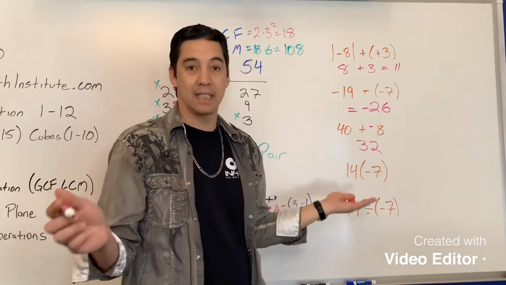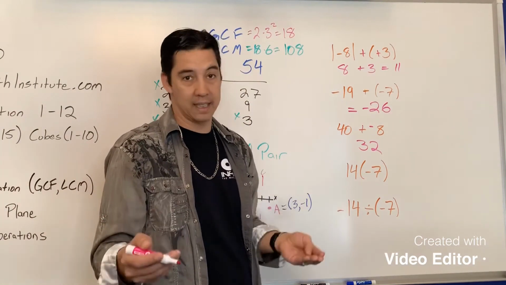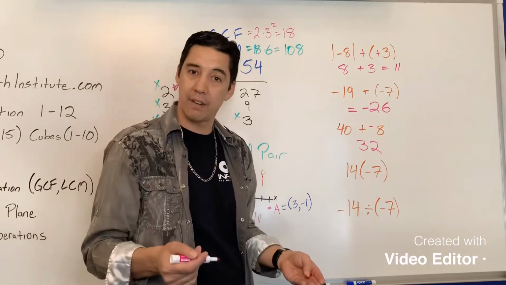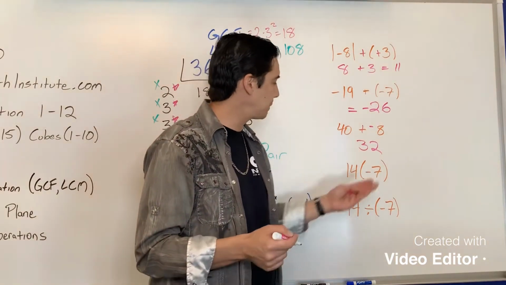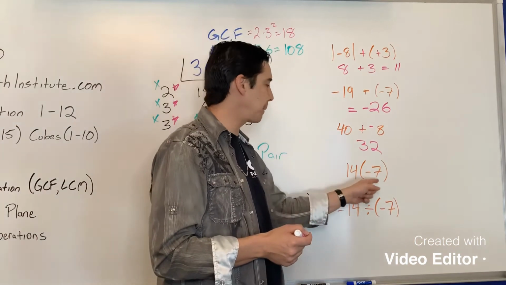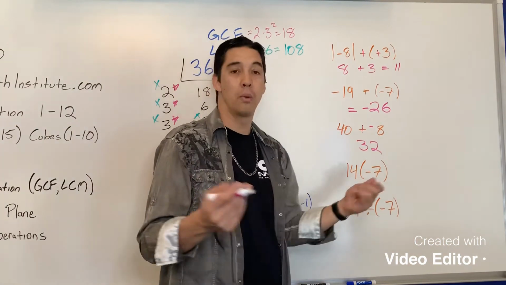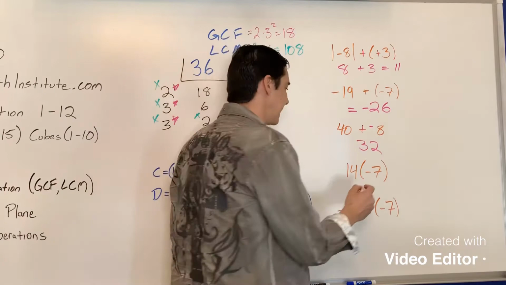14 times -7. That's simply a multiplication problem, and if the signs are the same, it's positive. If the signs are different, it's negative. 14 times 7 is the same as 10 times 7 plus 4 times 7, which is 70 plus 28, which is 98.